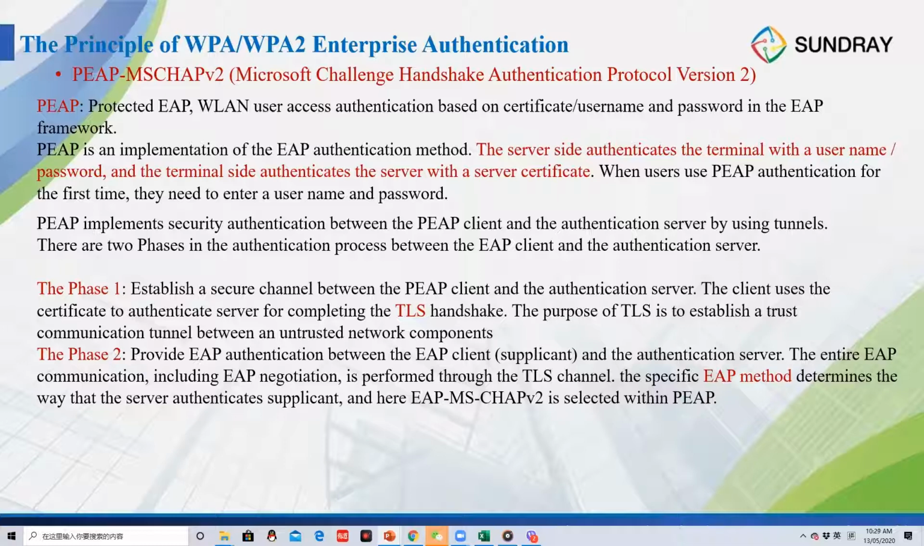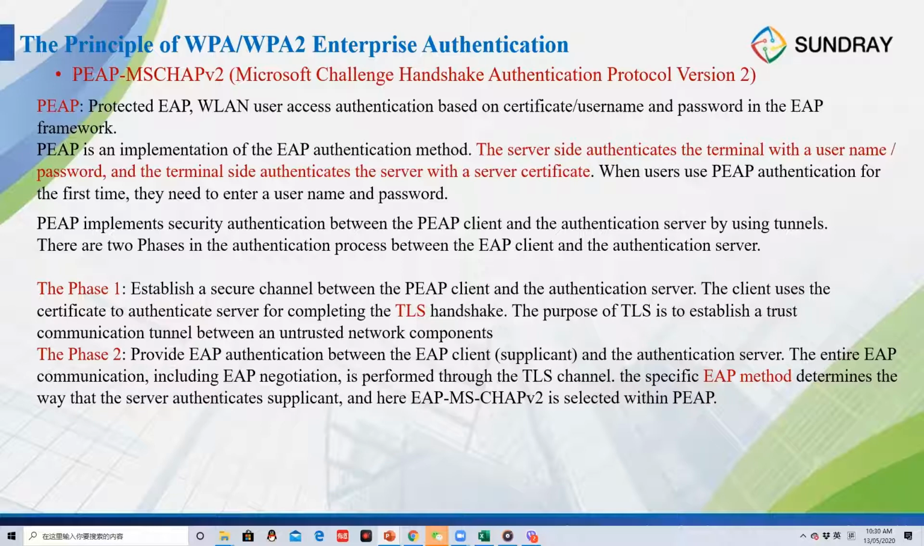The server can be our controller, or it can be RADIUS servers. So we will build up this secure channel first. And how can we build up these channels? You need to use the certificates. So after this TLS handshake, the secure channel will be established. The purpose of this channel is to establish a trusted communication tunnel between trusted network components, right? Because the server maybe is fake, and also maybe this client is the attacker. So between these two components, we need to set up a trusted connection, communication tunnel.